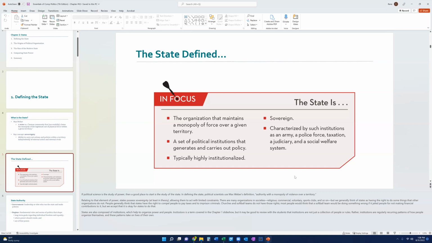The state's also going to be exemplified by institutions like the army, a police force, the ability to collect taxes, a judiciary, and a social welfare system. The social welfare system is a country's ability, or how they choose, to handle healthcare issues, education-based issues, and so on. Okay. So that's the state.